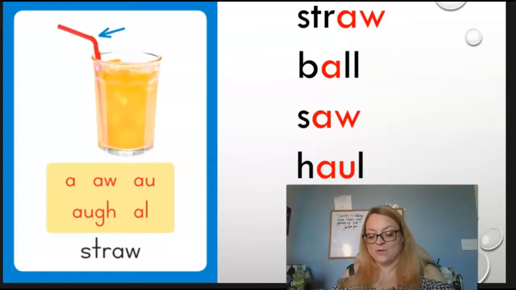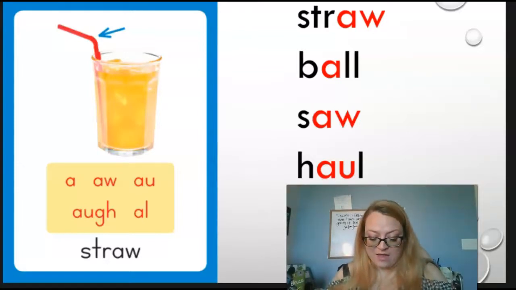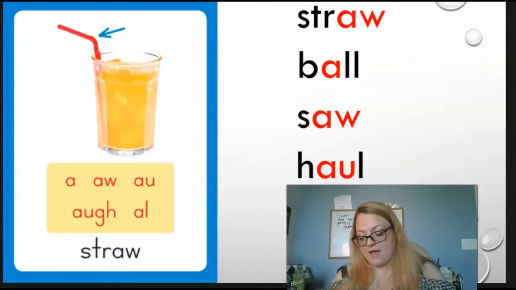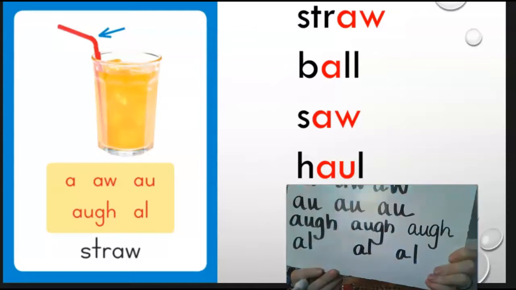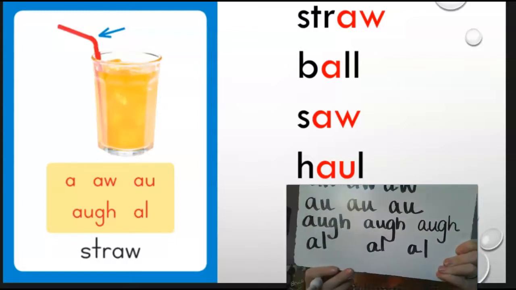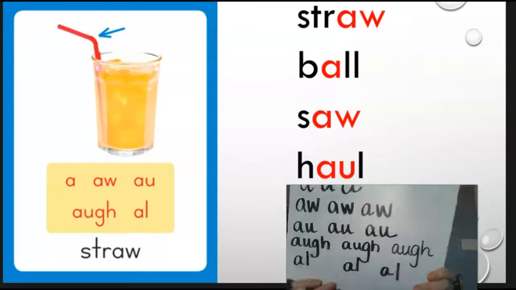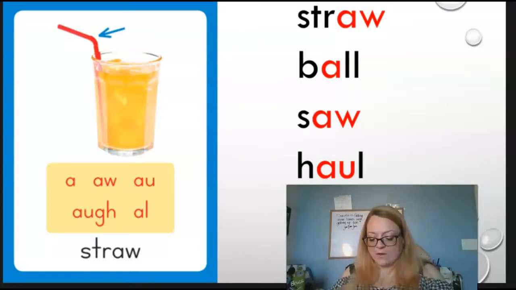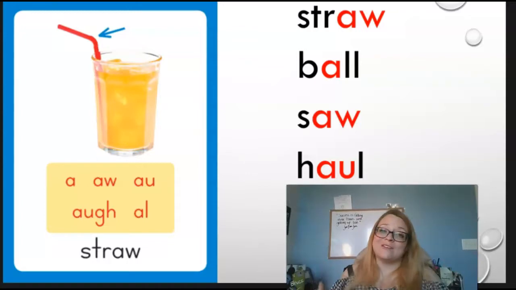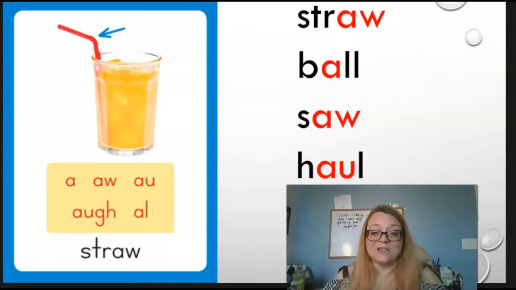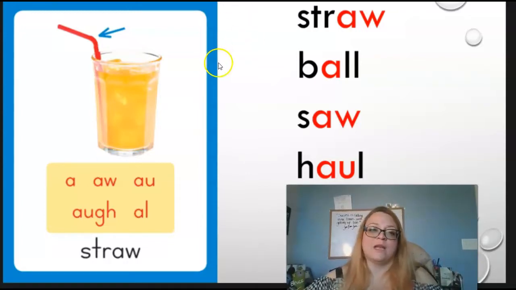And then our last one is A-L. A-L, ah. Again, ah is a tricky kind of sound, kind of like our sound from last week, because it's got so many different ways that we can spell it. So it is a little bit tricky, but I know you guys can do it.